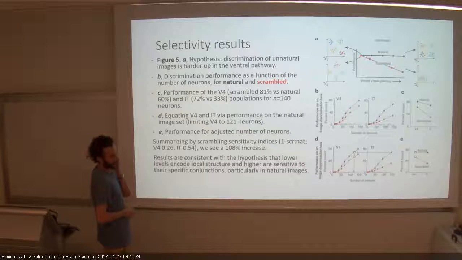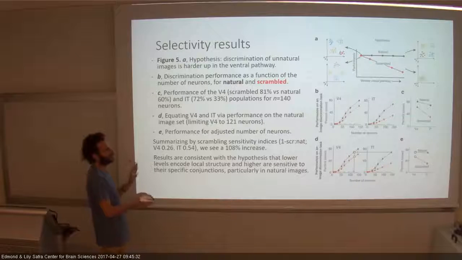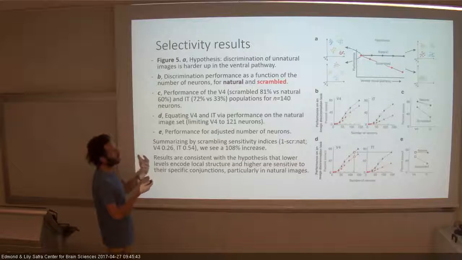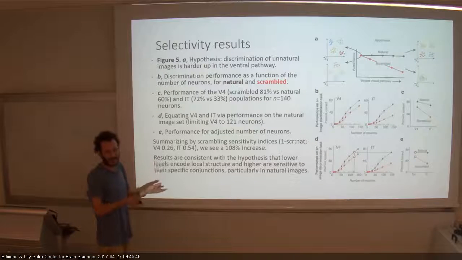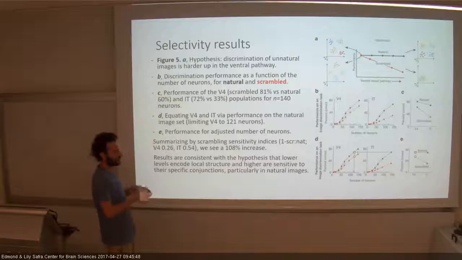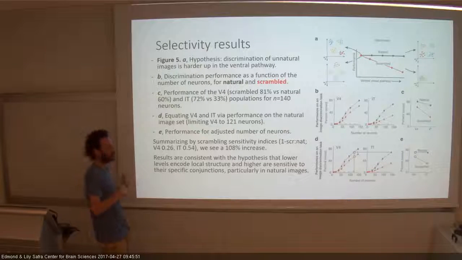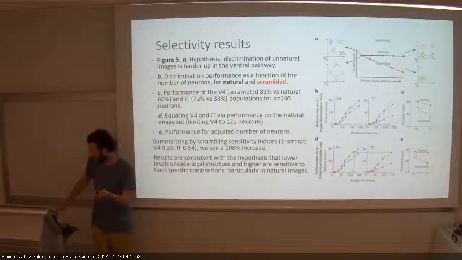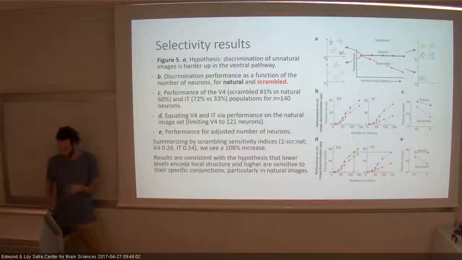But okay, go. Just to say one line conclusion from this part, we see that both of these regions are more selective, or better selective, for the natural images, but IT is even more, as we said, scrambling sensitive. So if we show something that doesn't make sense in the conjunction of the features, it will do a much worse job in discriminating between them. And we move forward to the second part, which is tolerance.